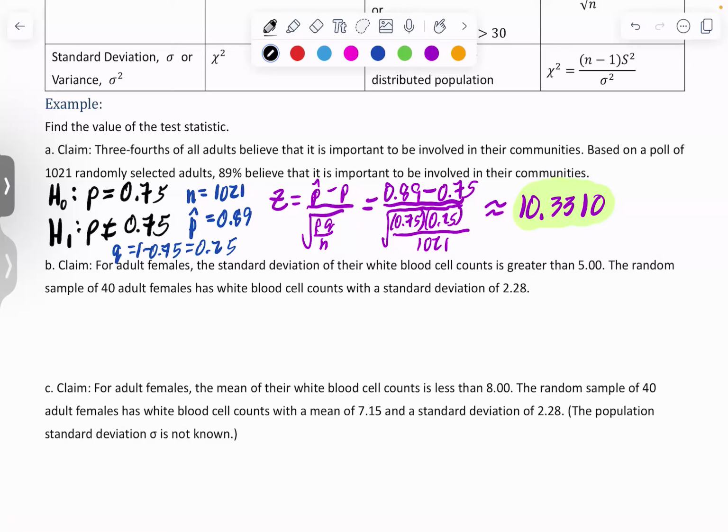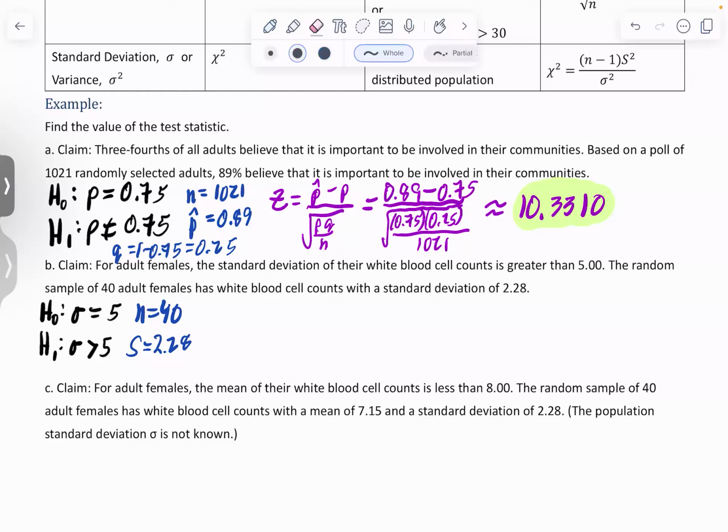Part B. For adult females, the standard deviation of their white blood cell counts is greater than 5. Okay, so our null hypothesis, standard deviation is 5. The alternative, sigma is greater than 5. The random sample of 40 adult females has white blood cell counts with a standard deviation of 2.28. So this is telling us that n is 40. Let's stay consistent with the colors. So n in this case is 40. s in this case is the 2.28. That is the standard deviation of the sample.